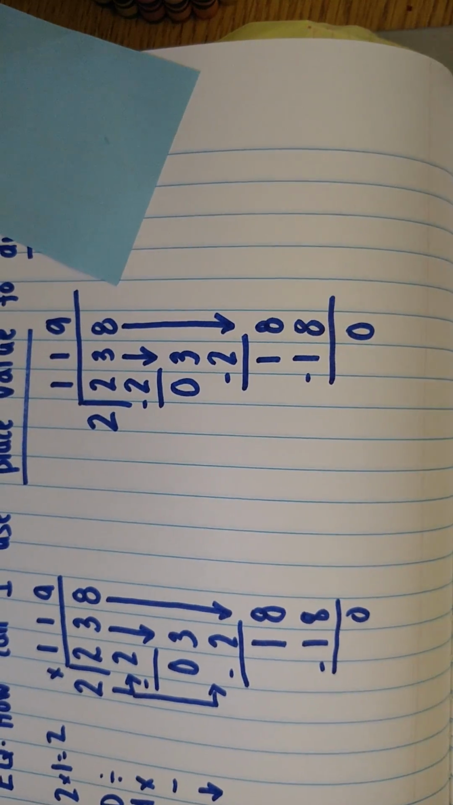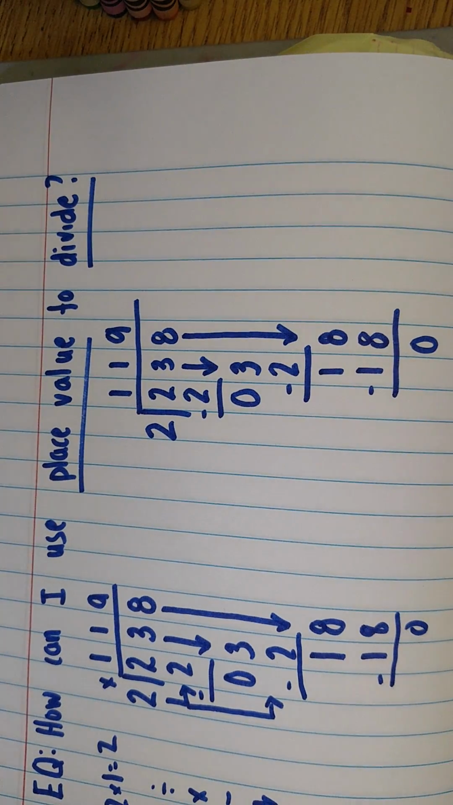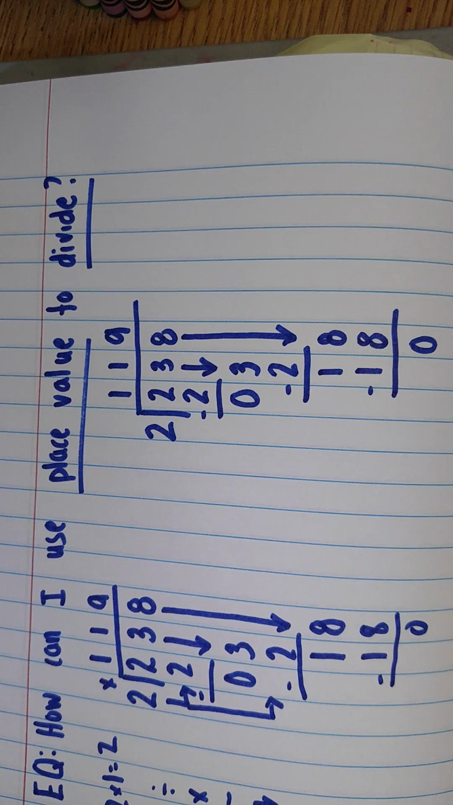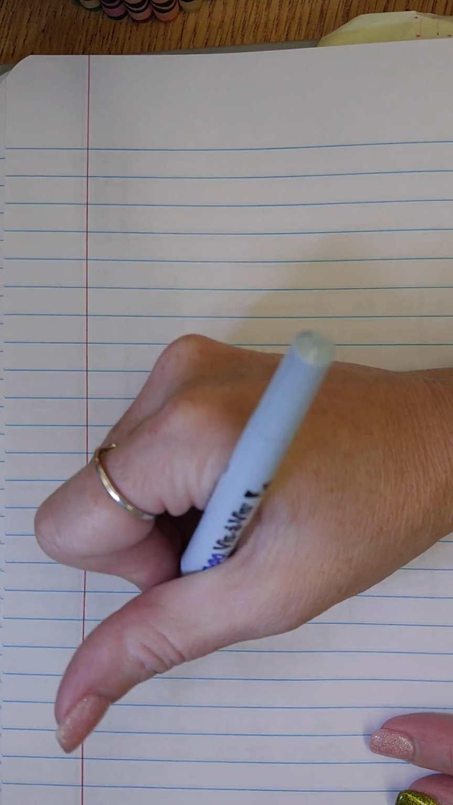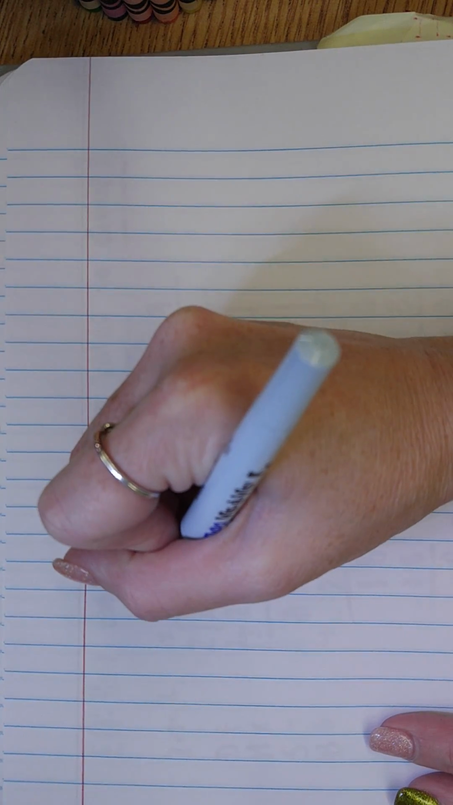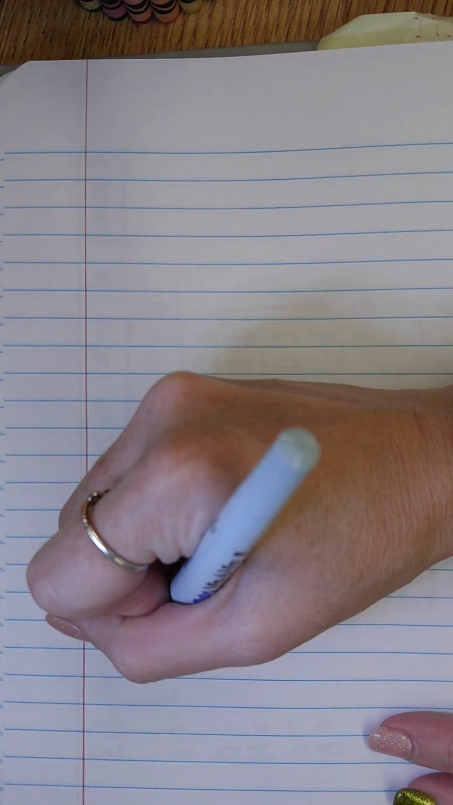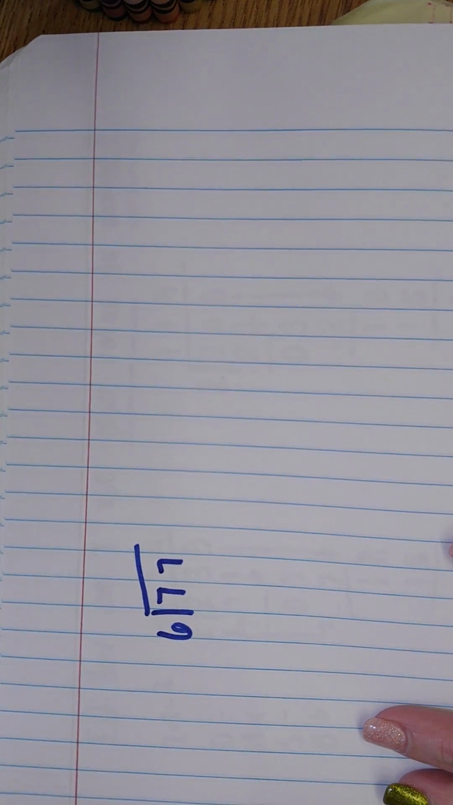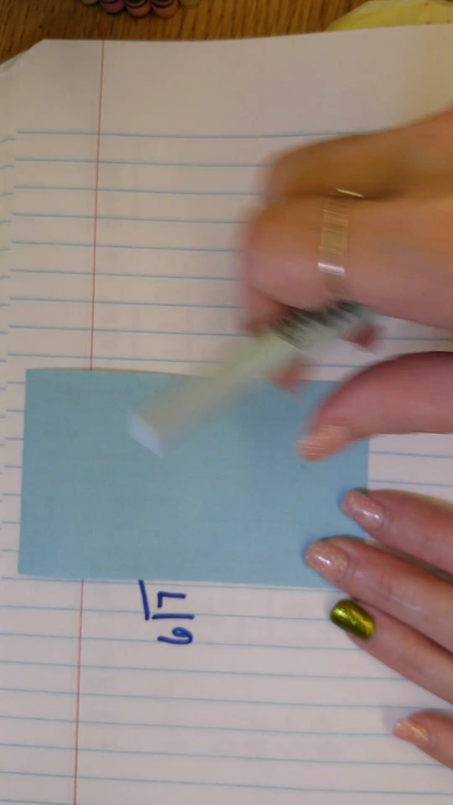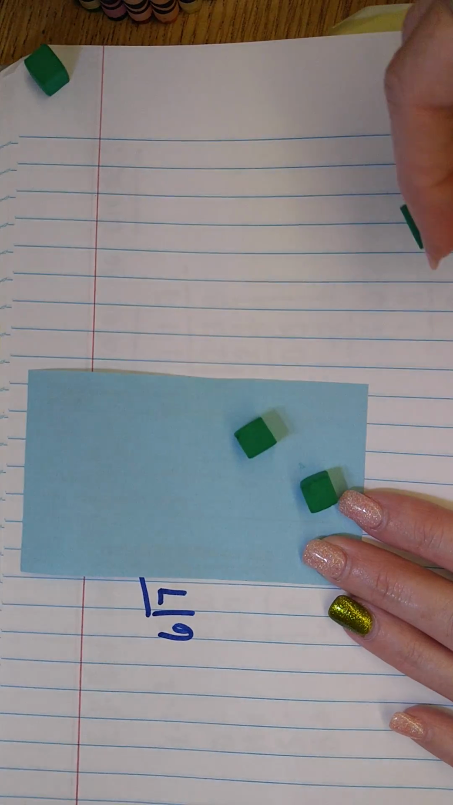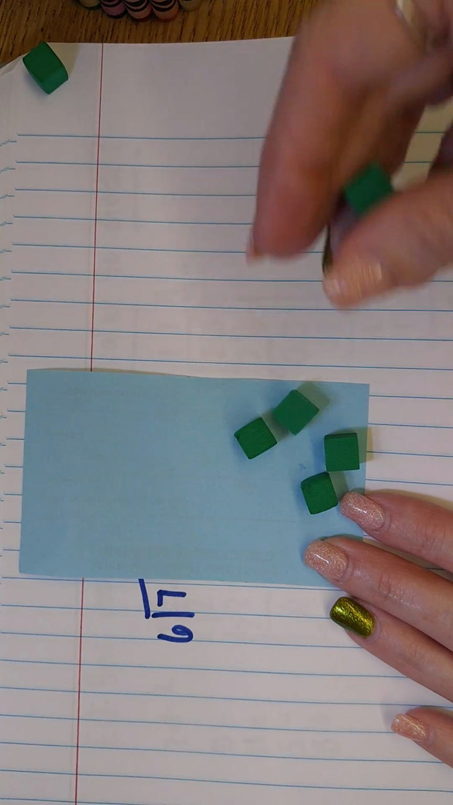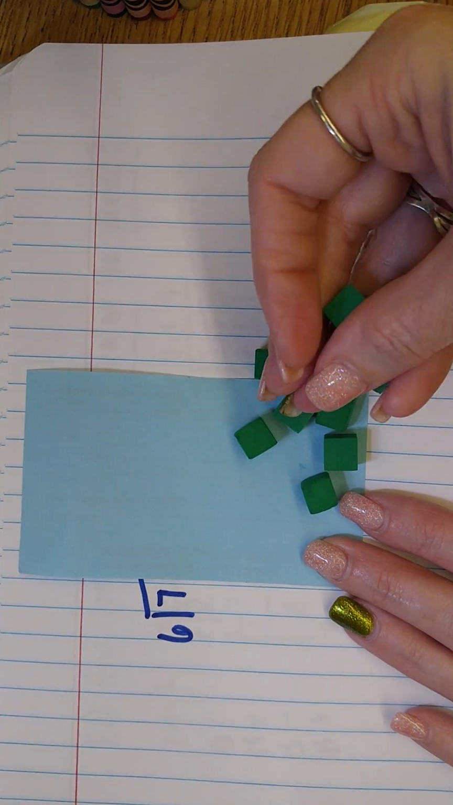Now, I want to show you one more. I will show you what it looks like with having a remainder. So having something left over. It doesn't go into the group very well. So I'm going to do 77 divided by 6. All right. So I look at one place value, and I know I need 7 manipulatives. 1, 2, 3, 4, 5, 6, and 7.